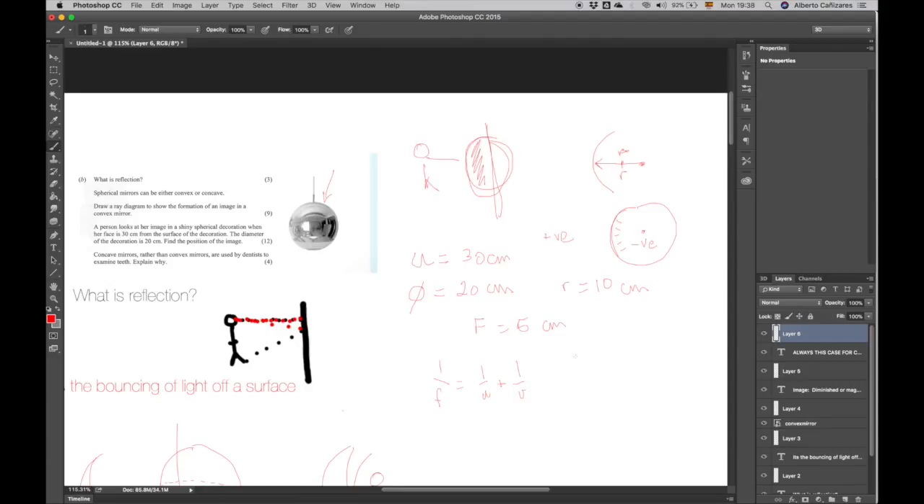Okay, so for a convex mirror, what happens? The focal point is inside. So the focal point is negative for a convex mirror, right? Then it will be positive for a concave mirror, right?